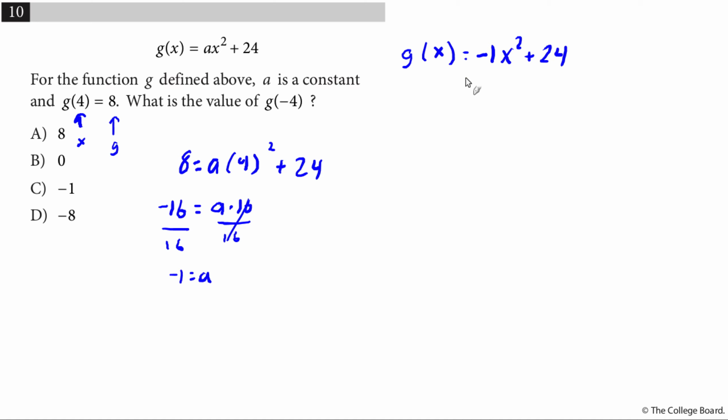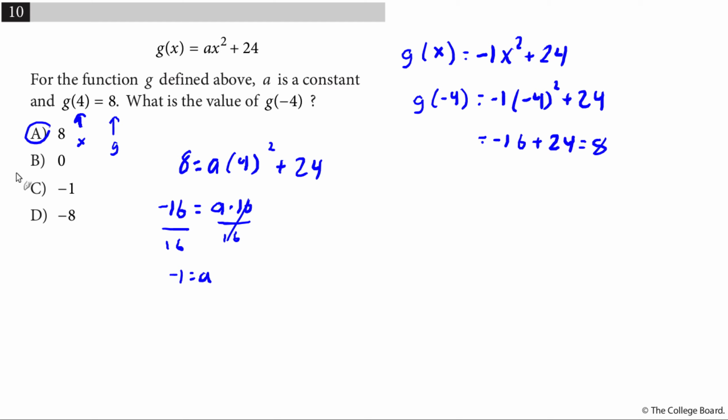And when I put in negative 4, I can actually get my answer. G of negative 4 equals negative 1 times negative 4 squared plus 24. Negative 4 squared is positive 16 times negative 1 is negative 16. Negative 16 plus 24 is positive 8. Now, that took a reasonable amount of time. There's actually a much quicker way to do this, and that is the following.